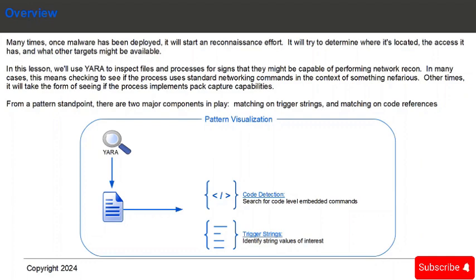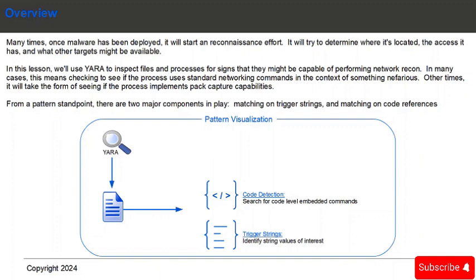Obviously, this is something that you want to key in on and dig a little deeper into in order to determine if these types of networking commands that might be embedded in a file or process are truly just network commands, or are they being used for something more nefarious. Other times, you want to look at a process or a file and try to determine if it implements things like packet capture capabilities. All of these elements come into play when you start to think about network reconnaissance.